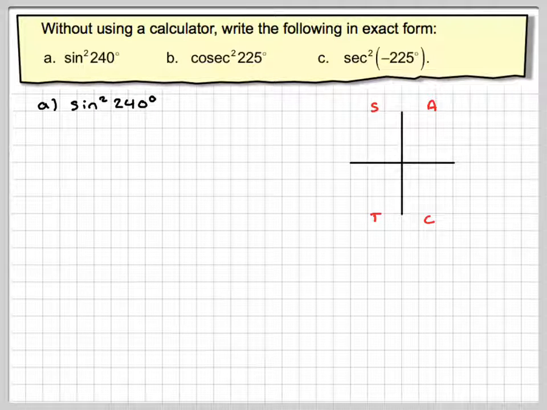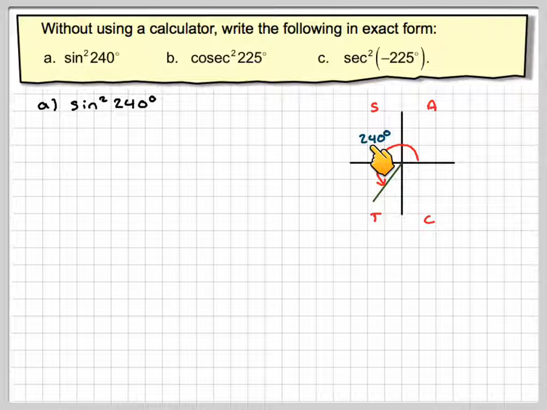So what we need to do is find where 240 is on this. This tells us where each trig ratio is positive. South American Tennis Club is the way that I remember it, or South Asian Tennis Clubs. This is all, sine only, tan only, and cos only. So 240 is this angle here. What is the acute angle here?